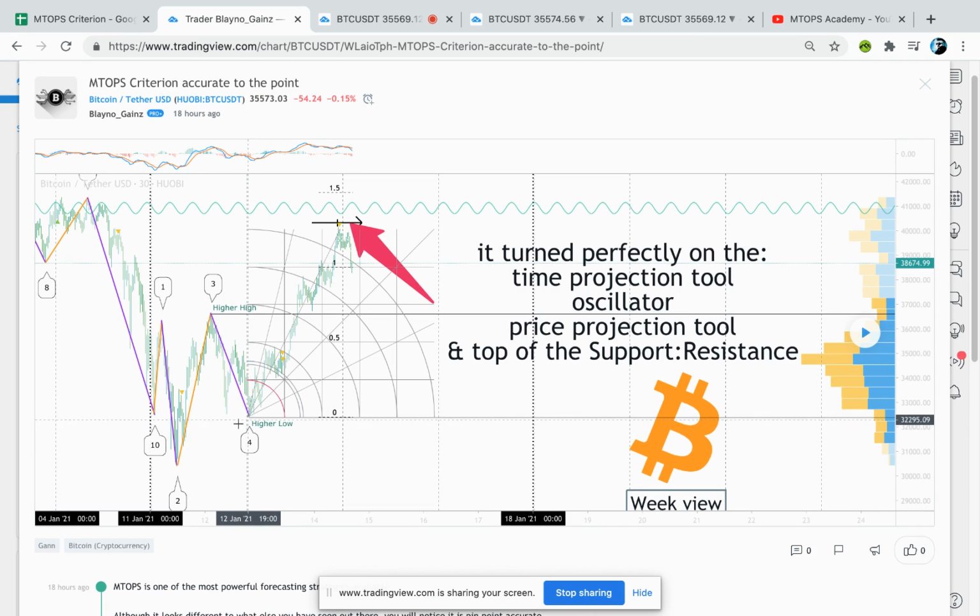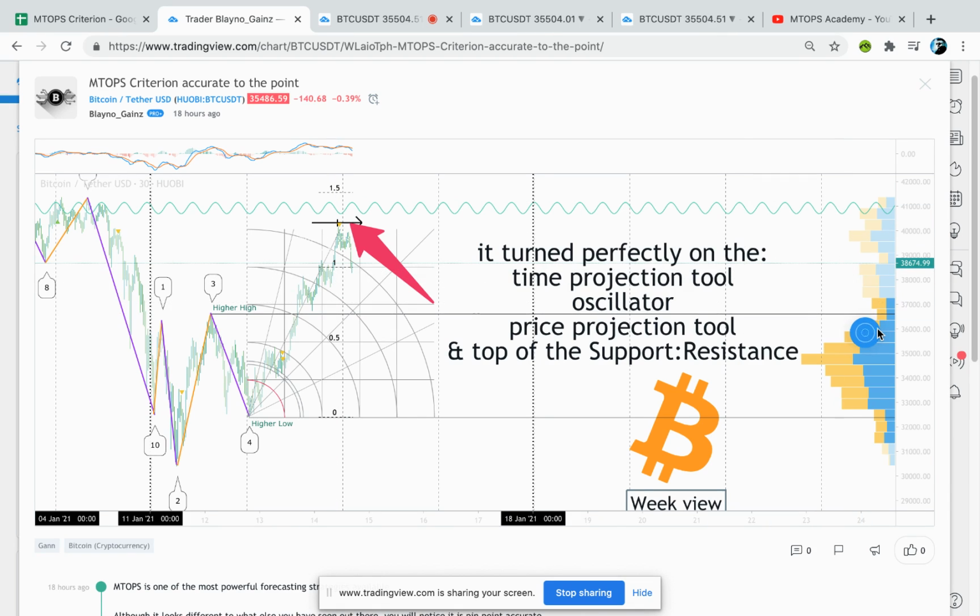The market went into a trend directional change. So we saw the higher high and the higher low. That went up to a new higher high. And then the big question was whether to continue going forward. So with the time projection, the oscillator, the price projection, and of course the support and resistance, you will see that our forecast was 100% on point. It turned perfectly on where we were going to say it's turning, and that was ahead of time.